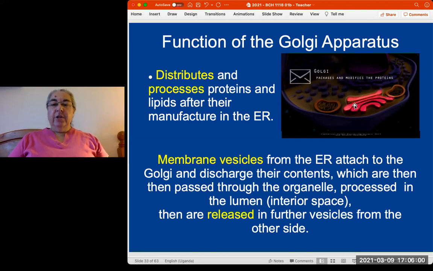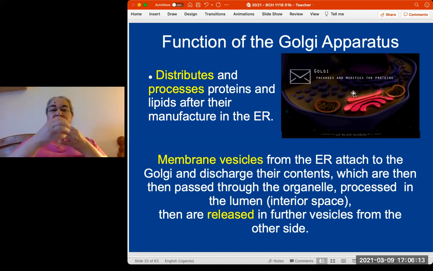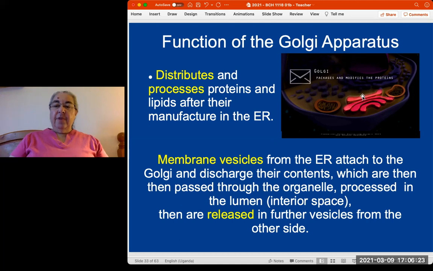So again, the Golgi apparatus is made of membrane, many folds of membrane, and membrane vesicles which bud off from the endoplasmic reticulum can then attach to the Golgi apparatus and release their contents into the Golgi apparatus. Those contents then can pass through these many folded layers of membrane that make up the Golgi and then be passed out again in vesicles on the other side.